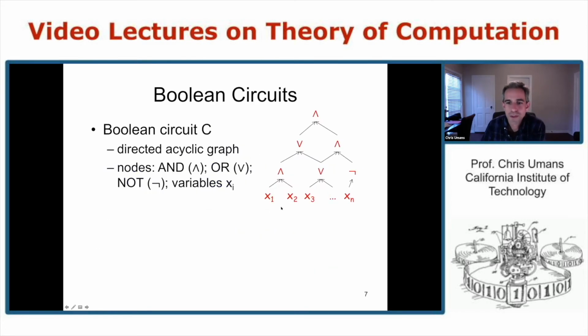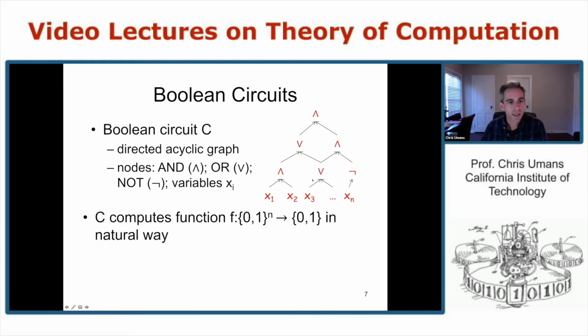If you choose a truth assignment to each of these variables x1 through xn, then there's a natural way that that truth assignment propagates up through the circuit. So x1 and x2 combine with an AND to put whatever truth assignment belongs at that node there, and the other truth assignments propagate up, and then some truth value, true or false, pops out the top of the circuit.